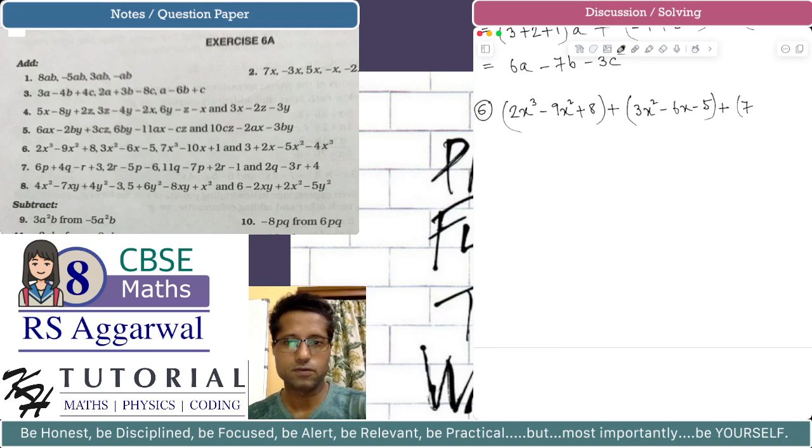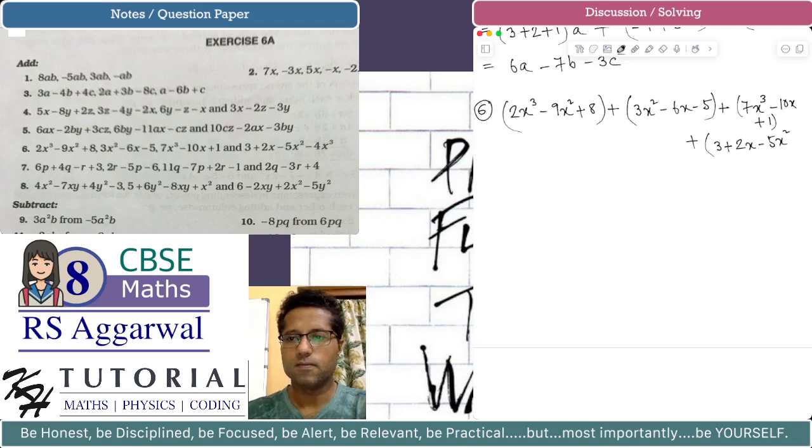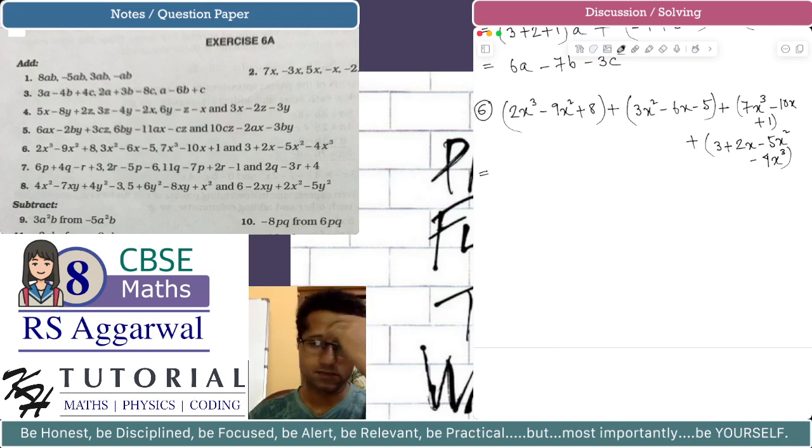Okay, so the first one was 2x cube minus 9x square plus 8. The second one was 3x square minus 6x minus 5. The third one is 7x cube minus 10x plus 1, and the fourth algebraic expression is 3 plus 2x minus 5x square minus 4x cube. So there are four algebraic expressions, we have to add them. Now since these are additions of algebraic expressions, we can simply open the brackets.